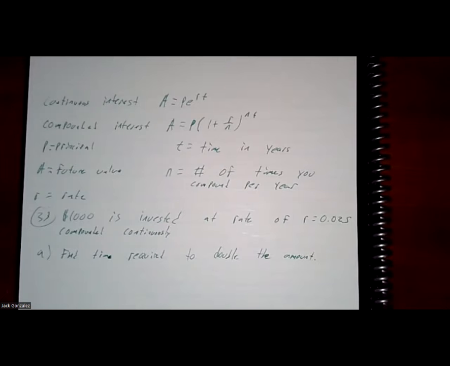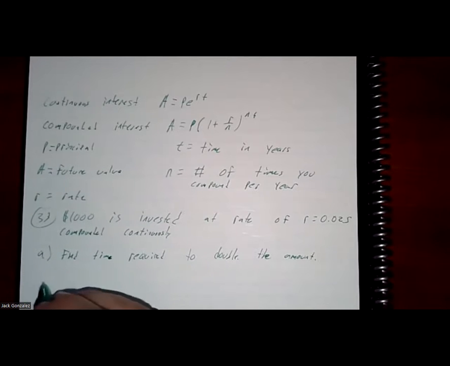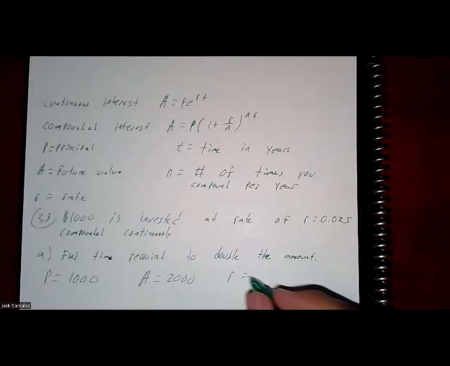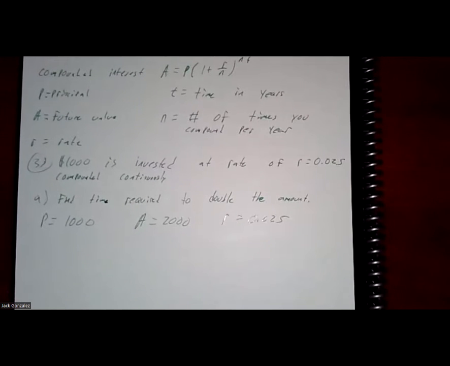Okay, so $1,000 is the principal. Then they want to know when you get double. So basically this is what they're saying. P is 1,000, and they're saying, well, what happens when you get to 2,000? When does that happen? Given this rate, how long does it take to get there, right? How long, what's the time?